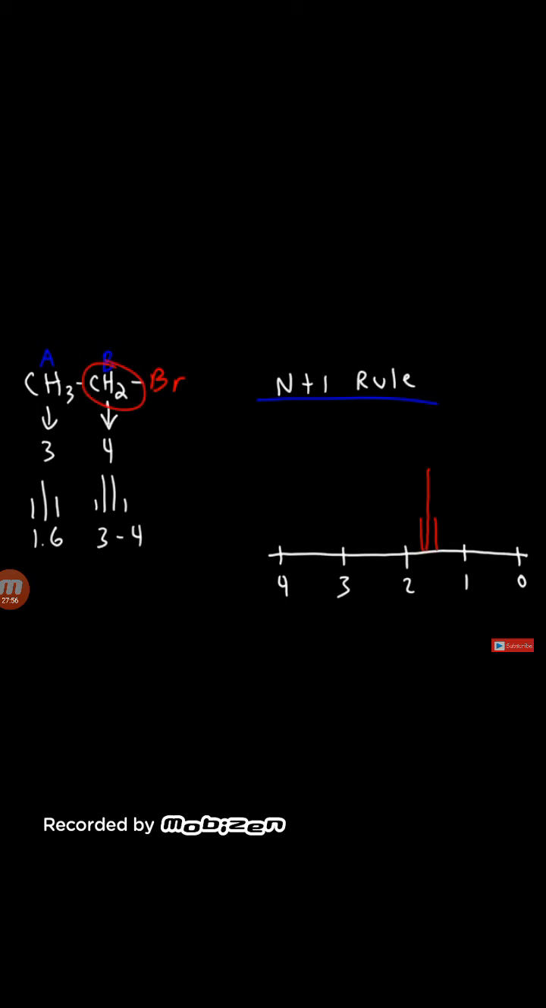Now, for the CH2 group, those protons will show a signal, let's say about 3.5. And so we could show the quartet like that. And so that's how you could use the N+1 rule to either draw an NMR spectrum or even identify the signals on a graph.